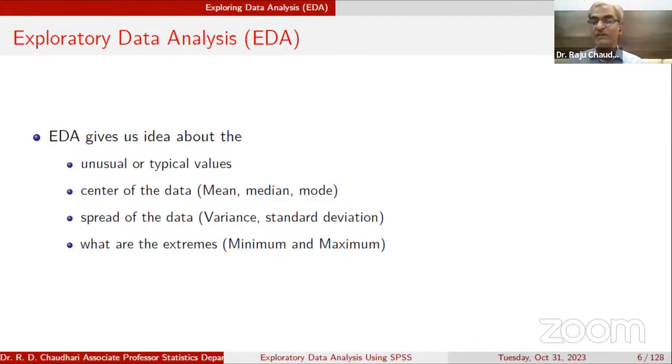Similarly, we have the spread of the data, which is also known as dispersion or scatteredness of the data. How scattered your data is, how much dispersion, how much variation there is in the data. That can be measured using variance and standard deviation. There are others also, such as the interquartile range or quartile deviation. It also gives us an idea about the extreme values in the variable, like the minimum and maximum value. So this is what exploratory data analysis gives us.